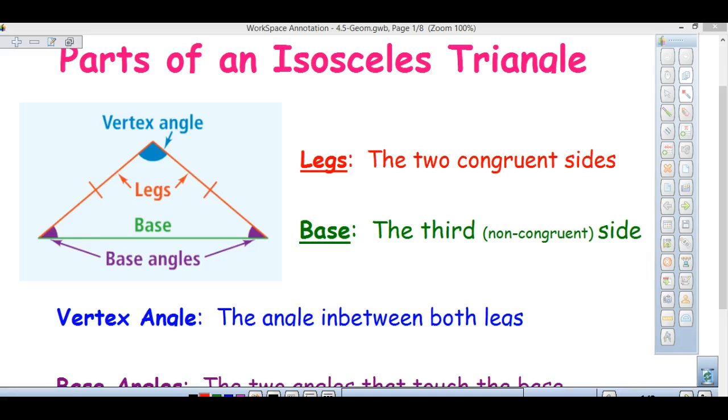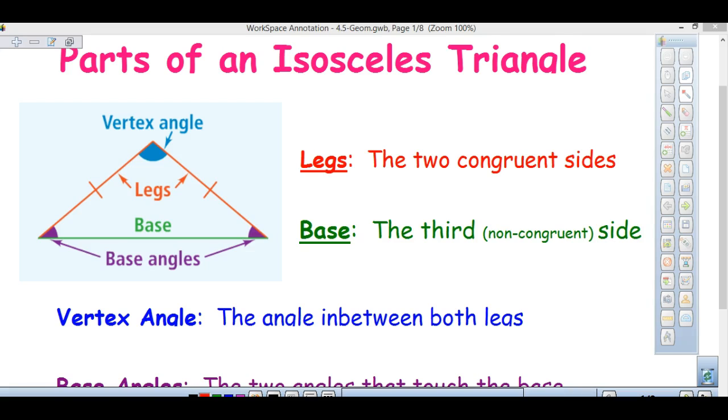Isosceles triangles. An isosceles triangle has two sides that are congruent. The two congruent sides of our isosceles triangle are called our legs. We're on page 45. So the legs are the congruent sides. Our base is the side that's not congruent to the other two.